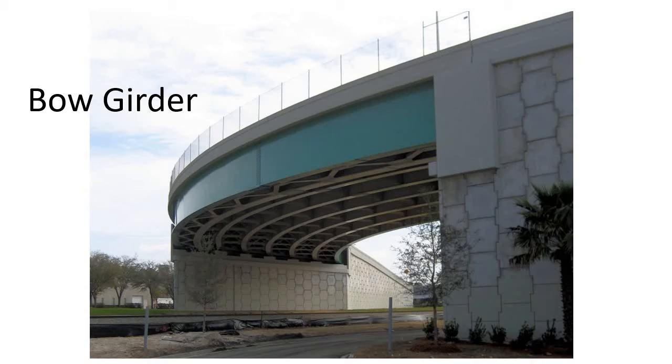Okay, as you can see in this picture, this bow girder is supported at two ends of this embankment. This has been constructed to provide the underpass. But due to the curvature of the road, here you can see that the girder has been bent. So how to analyze any bow girder? That is the topic of today's video.